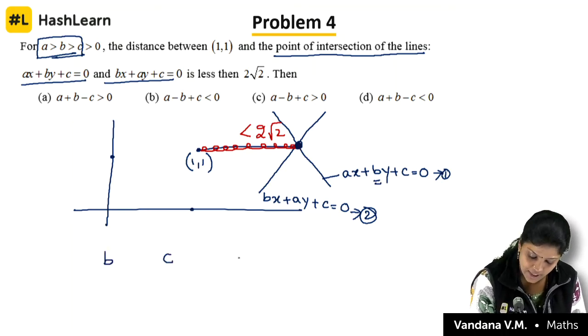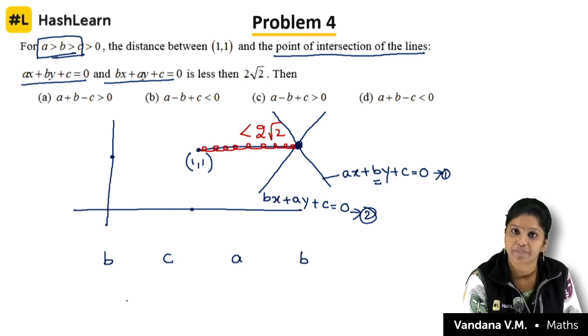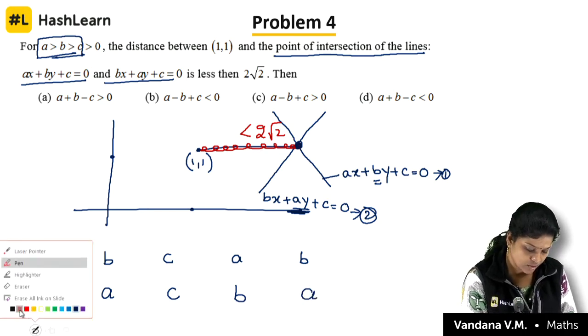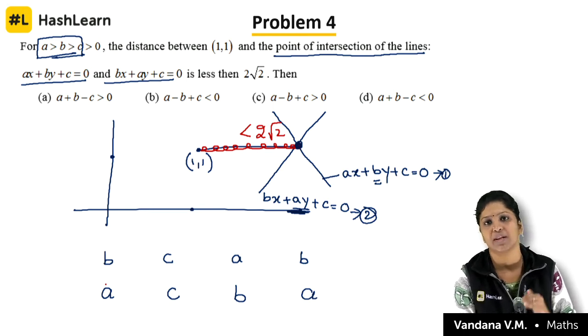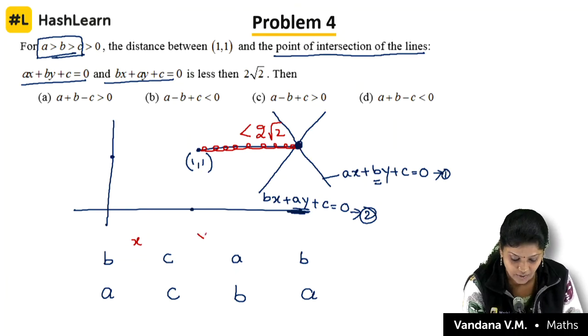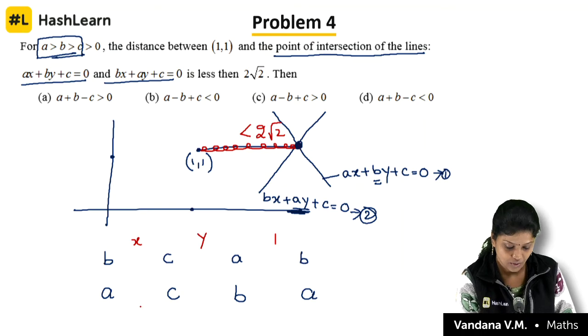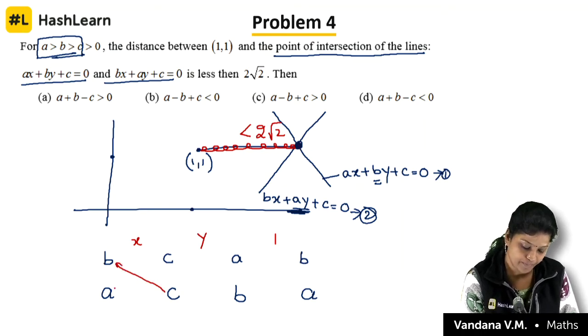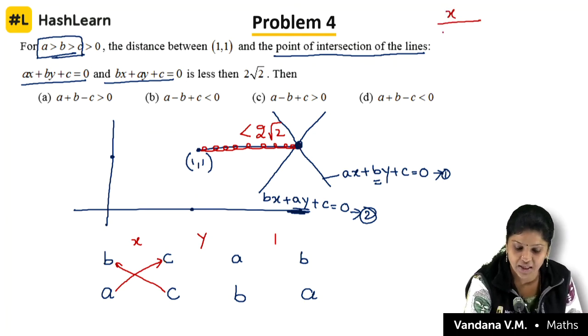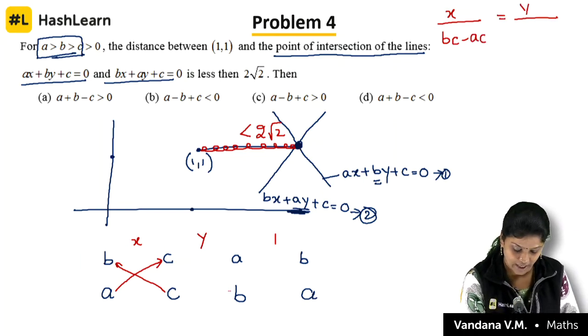B, C, A, again you repeat with B. Here also same thing. Start with the y coordinate, that is A, next term is C, next term is B, again you repeat A. You can use the same method for numbers also, you will get the same value, children. Whatever you are doing here, you will get x, here you will get y, here you will get the constant. So that means from left to up, here to here. So what is that? x divided by (BC minus AC) is equal to y divided by the same thing.